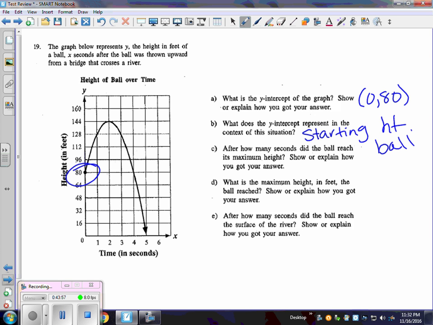After how many seconds did the ball reach its maximum height? Well, right up here is its maximum height. For seconds, look down here, it would be 2 seconds. How do I know that? I found my maximum point up there and followed it down to the x-axis, which gives me the time of the maximum height.